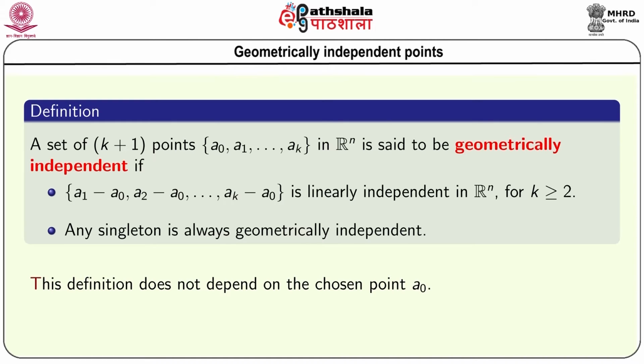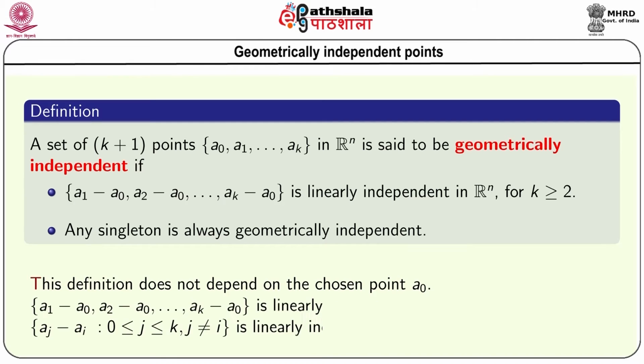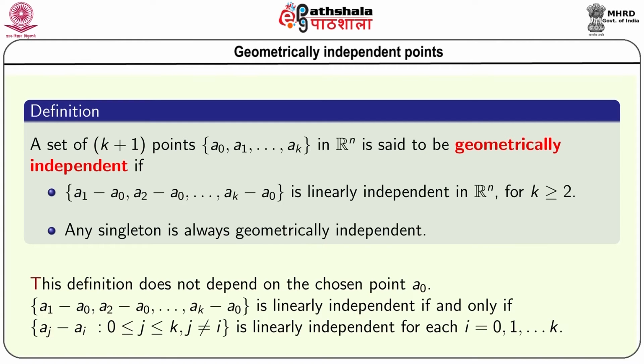Now, this definition does not depend on the chosen point a0. In other words, the set a1 minus a0 to ak minus a0 is linearly independent if and only if the set aj minus ai, where j varies from 0 to k, j not equal to i, is linearly independent for each i equal to 0 to k.